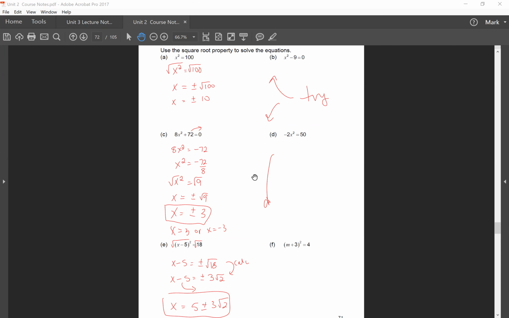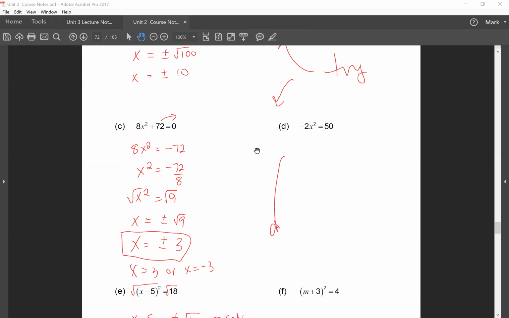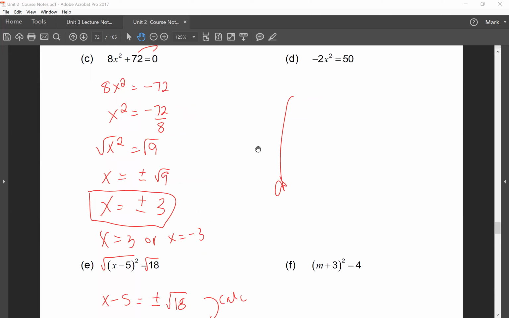So for people wondering what we're talking about, this is negative 72 over 8. So I forgot that this is a negative 9. So the square root of negative 9 is an i. And where did that i come from? Remember, the square root of negative 1 is i. So the square root of negative 9 would be 3i.